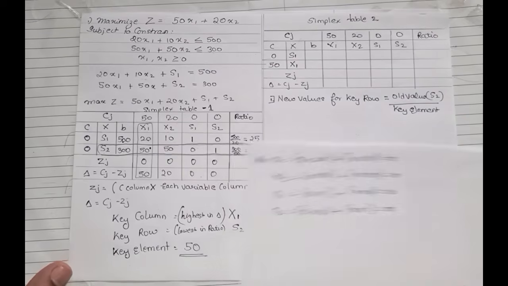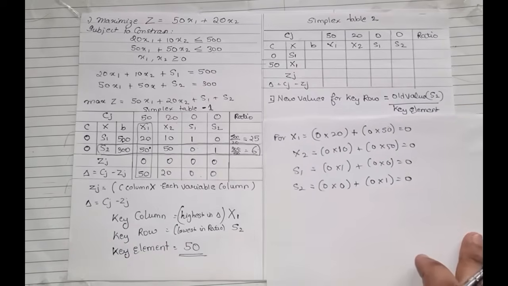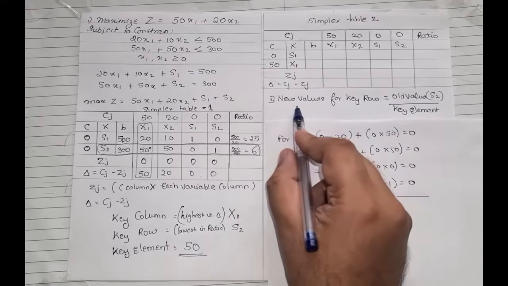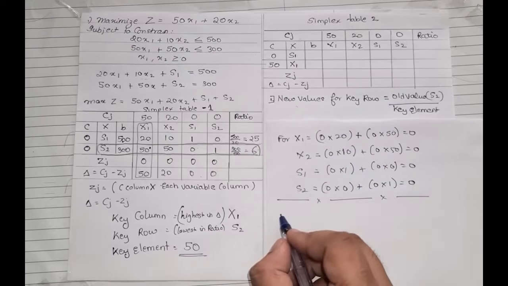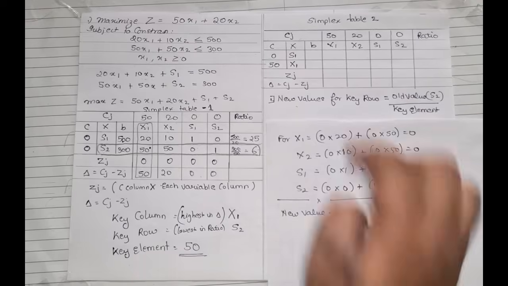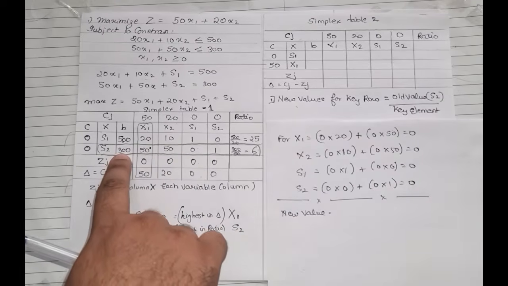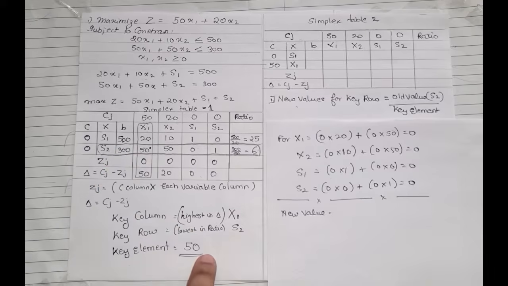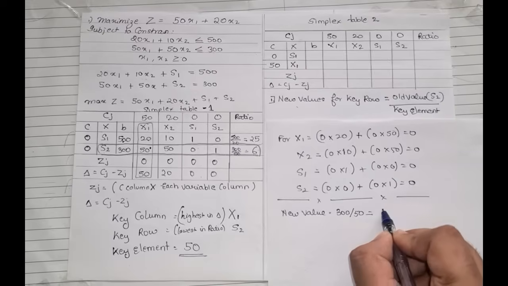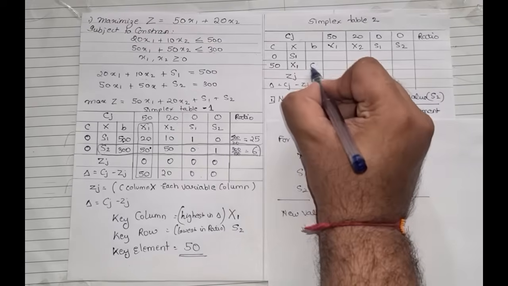Okay, so now look at this. We'll get the working part here on another sheet. So this was the first working that we had done. Now to find the new value, the formula is, so I'll write a new value. To find the very first new value, the old value was 300, so it will be 300 divided by the key element, which is 50. So I'll write here 300 divided by 50, which came to 6. So I'll write this value as 6.